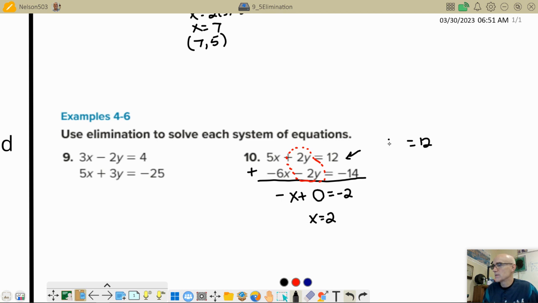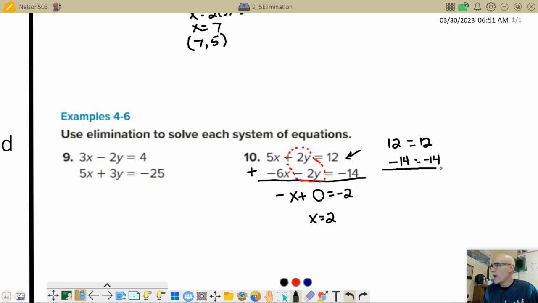5x plus 2y is definitely 12, right? And the right side over here is negative 14. Well, the left side doesn't look like negative 14, right? It doesn't look like that, but that's really what it is, okay? So let's put negative 14 on the left side. The right side's negative 14, so the left side's got to be negative 14 also.